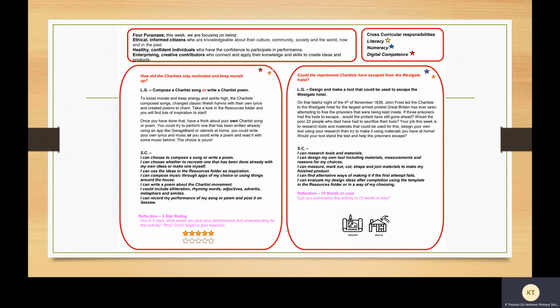The second task you have has a wonder that is, could the imprisoned Chartists have escaped from the Westgate Hotel? And the learning goal is to design and make a tool that could be used to escape the Westgate Hotel. Now, you all know through all the research that you've done so far that on the fateful night of the 4th of November 1839, John Frost led the Chartists to the Westgate Hotel for the largest armed protest that Great Britain has ever seen. And they were attempting to free the prisoners that were being kept inside.